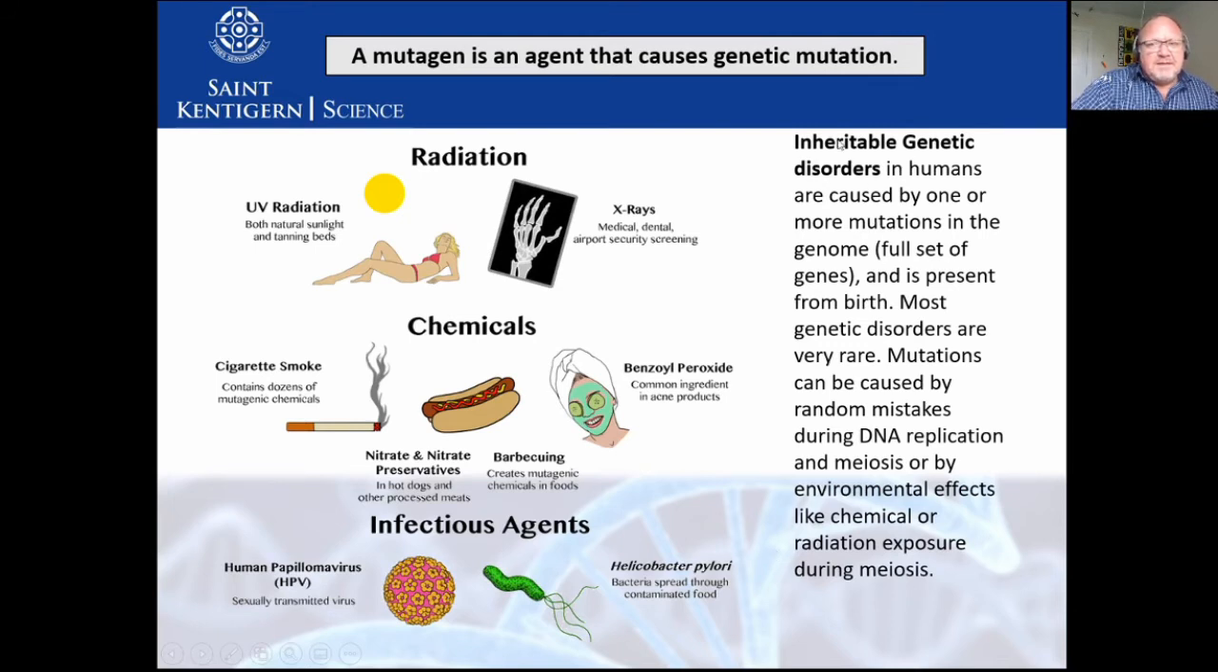Okay, then the last one that we have is inheritable genetic disorders. Inheritable disorders are basically a mutation that you inherit from your mom or your dad. Okay, so if you have blue eyes, you have an inherited mutation, your blue eyes. But it's not a genetic disorder. Just genetic disorder is harmful. Okay, so things like sickle cell anemia, things like cystic fibrosis, and so forth.